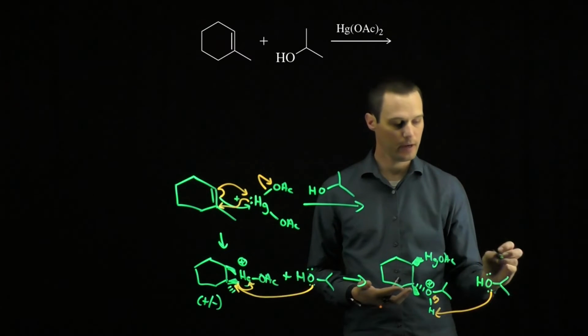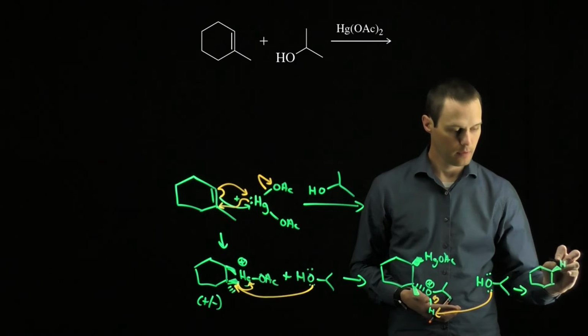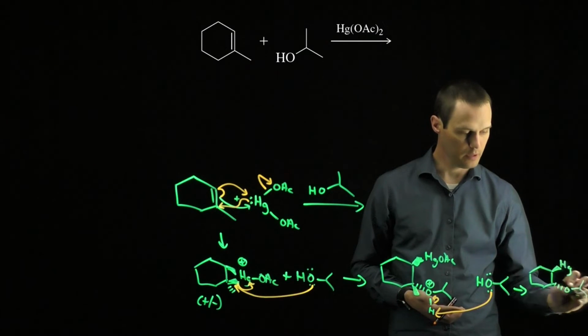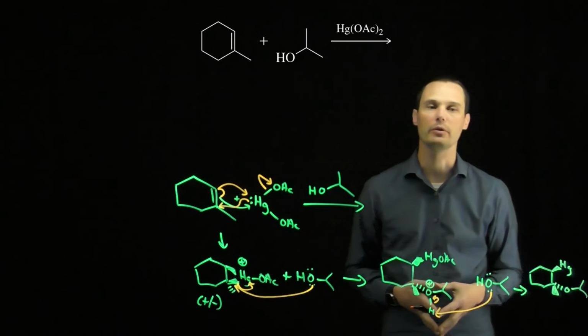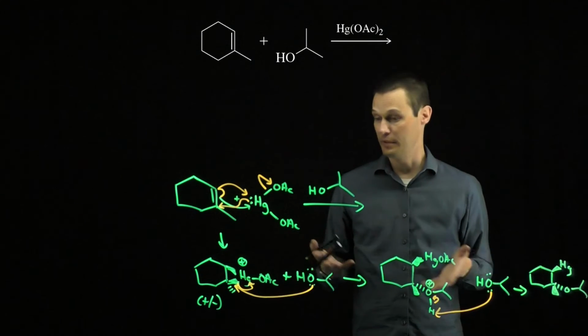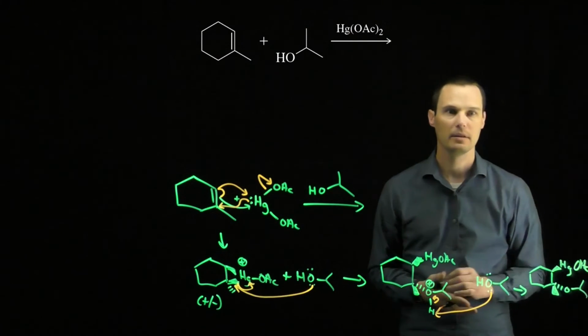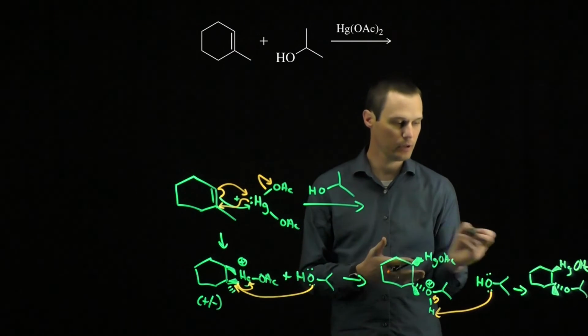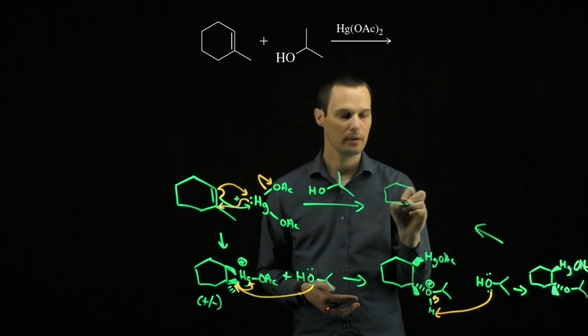And so our product of the first step will be this ether with the anti-stereochemistry between the mercury and the oxygen. The second step just reduces the mercury to the hydrogen, and so our final product of this reaction will be the ether.